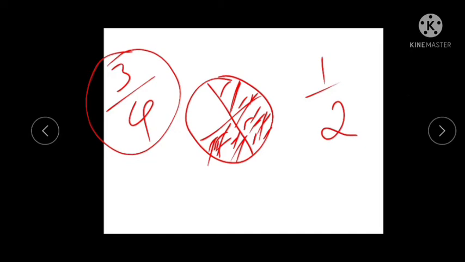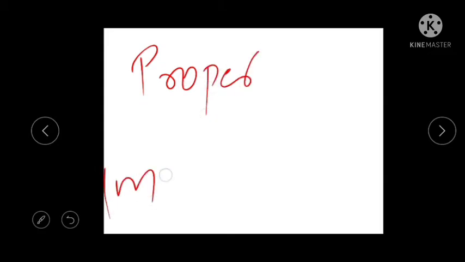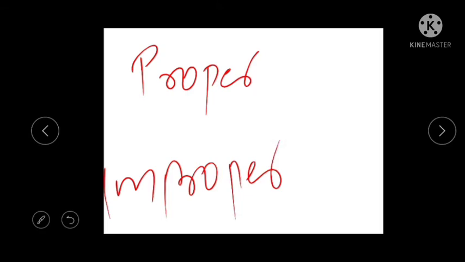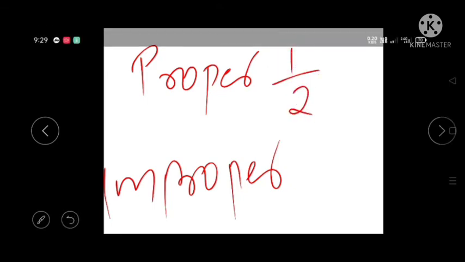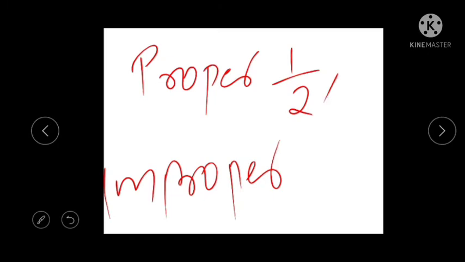Then next, fractions are classified into two types. First one, proper fractions, and second one, improper fractions. In proper fractions, the numerator is smaller than the denominator. For example, 1 by 2. 1 is the numerator. It is smaller than the denominator 2. Then 3 by 4, 7 by 11. These all are proper fractions because the numerator is smaller.